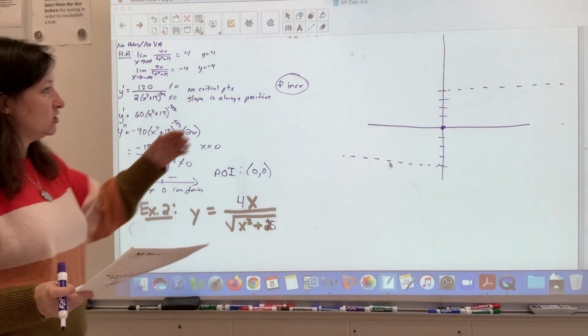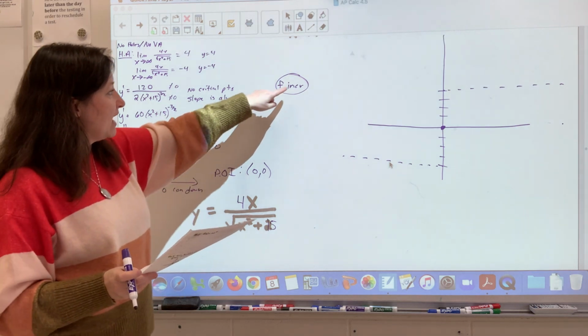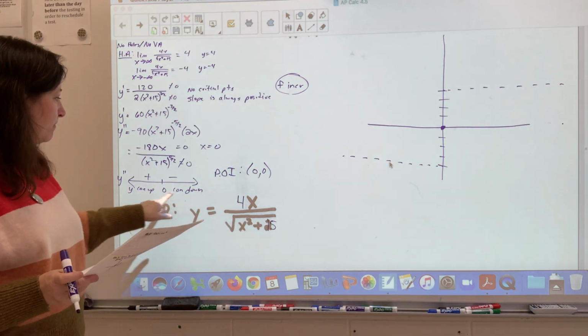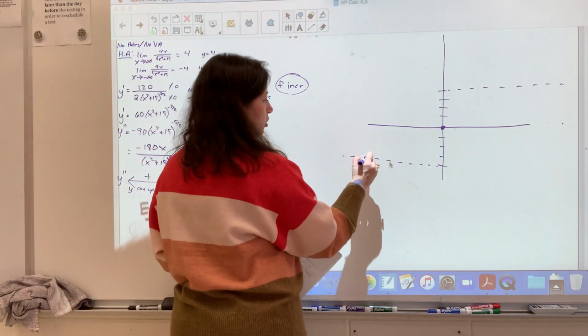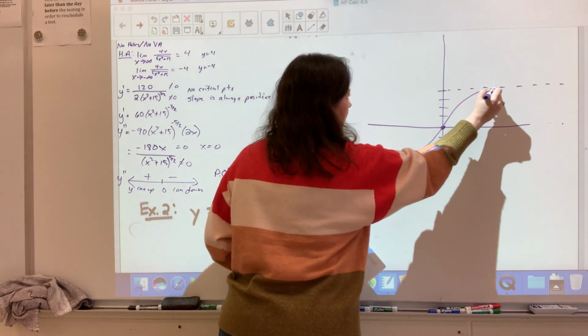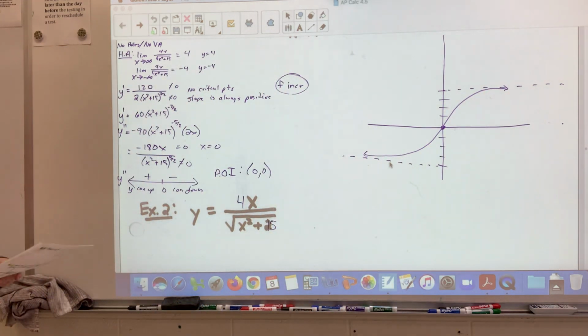I know this function has to fit between the two horizontal asymptotes, and I know that it's going to increase the whole time. It's going to be concave up and then concave down. So this curve is going to curve up, and then it's going to curve down and approach the horizontal asymptotes and have increasing slope the whole time.